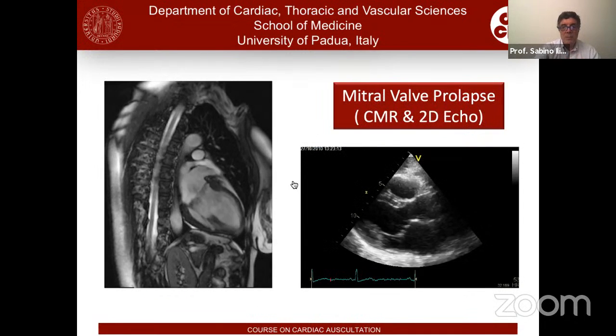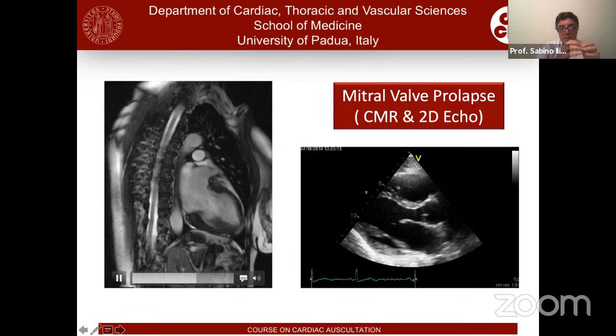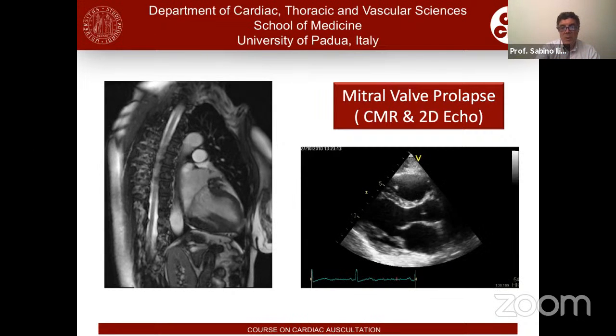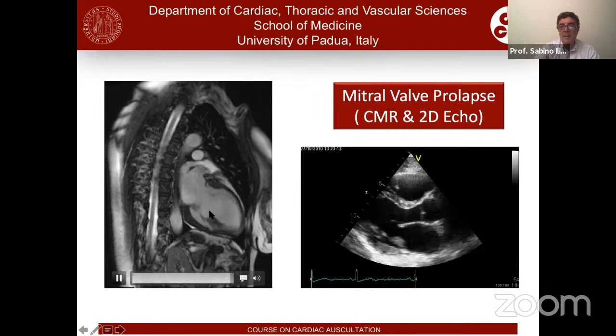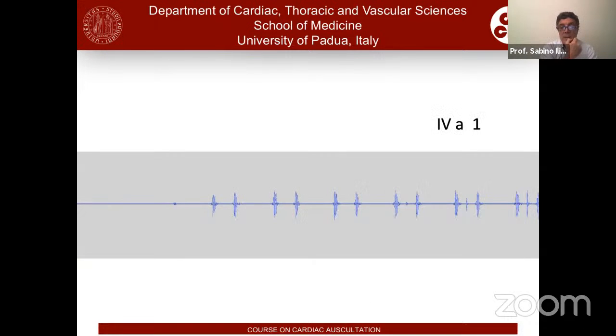A click is when it goes up, up. This tension will produce a sound that is a high frequency non-ejection click, a mid-systolic sound. So at the beginning, Professor Barlow identified patients thanks to the click. And that's the reason why it was called click syndrome.